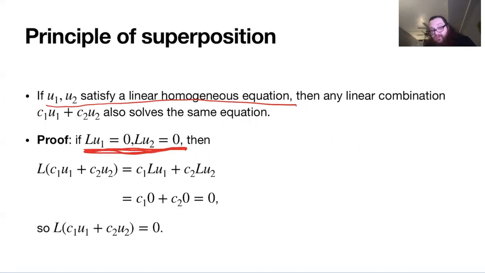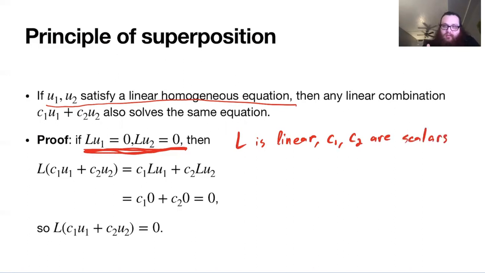L applied to u1 is equal to 0. Likewise, L applied to u2 is equal to 0. Here L is linear. Okay, so if L applied to u1 is 0, L applied to u2 is 0, and the other assumption is that c1 and c2 are scalars. Okay, well, so the question is, what about this linear combination of u1 and u2?